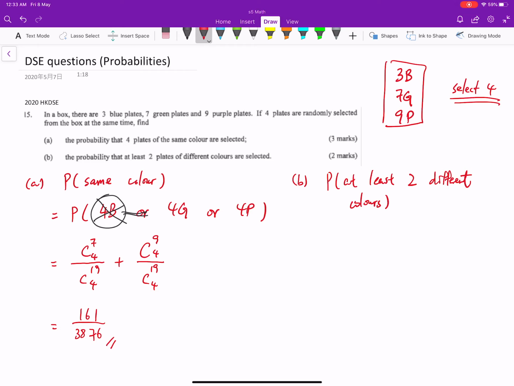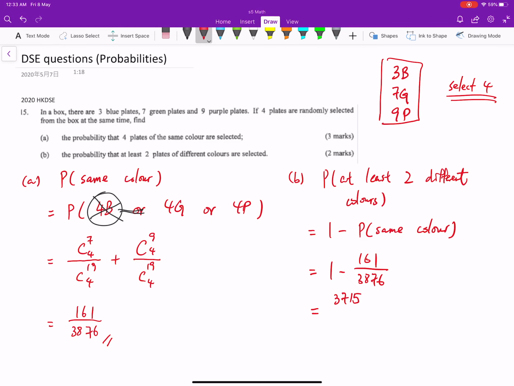So 2 or 3. Then what's the opposite of these situations? Is 1 or 0, right? Because now you are picking some planks, you won't get 0 colors, because when you pick a plank, you already have 1 color. So actually the opposite of this is 1 color, which is part A. So you can do 1 minus the same color. Okay, so if you understand the question, part B is very simple. And finally you will get this answer.